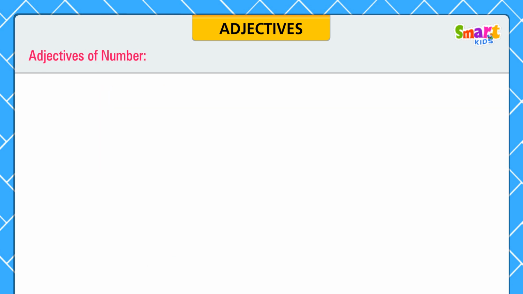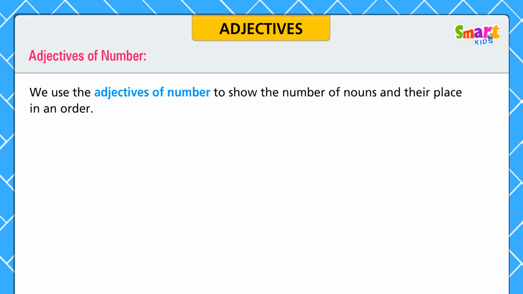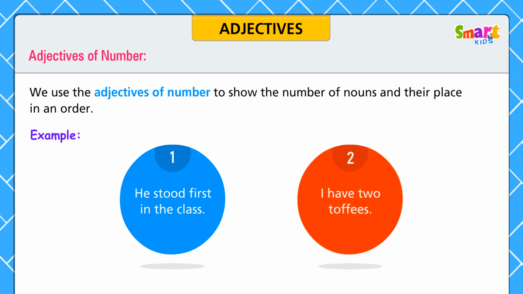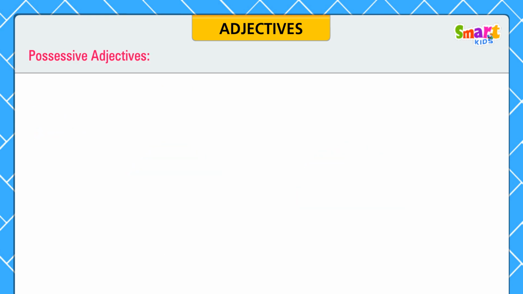Let us learn about adjectives of number. We use the adjectives of number to show the number of nouns and their place in an order. For example, he stood first in the class. I have 2 toffees. Let us learn about possessive adjectives.